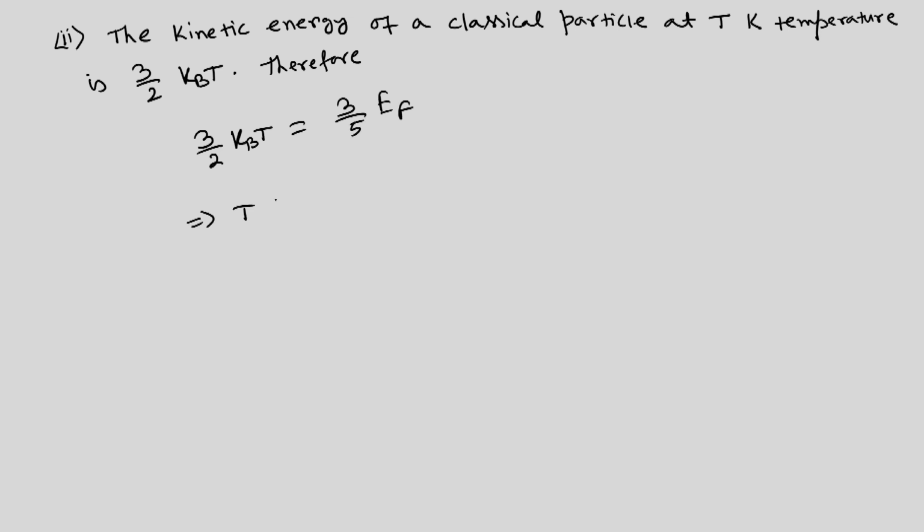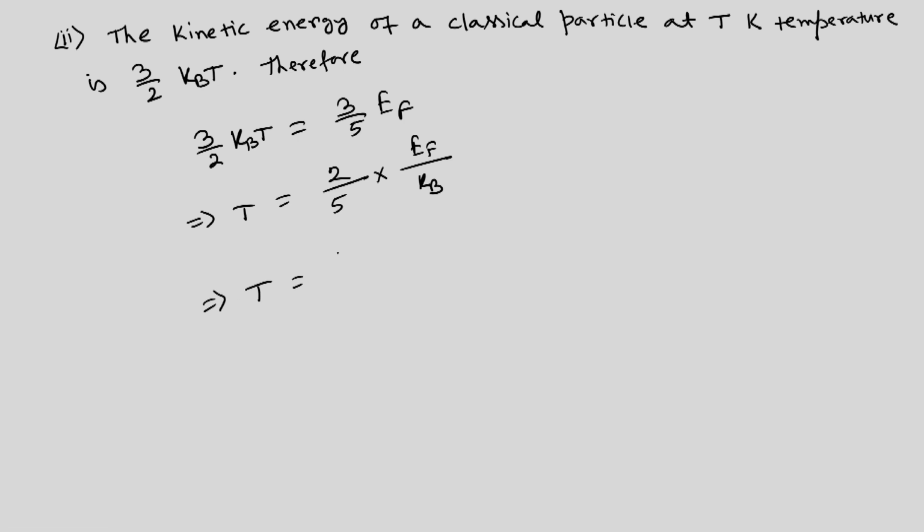The second problem. The solution of the second problem: the kinetic energy of a classical particle at T Kelvin temperature is 3/2 kBT. That we know, we already discussed. Therefore, 3/2 kBT equals 3/5 times EF, right. So you get T is 2/5 times EF by kB.